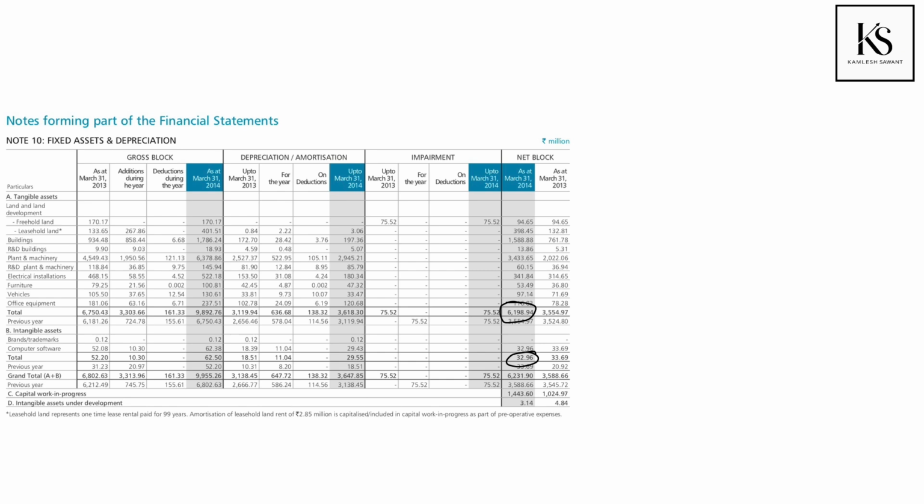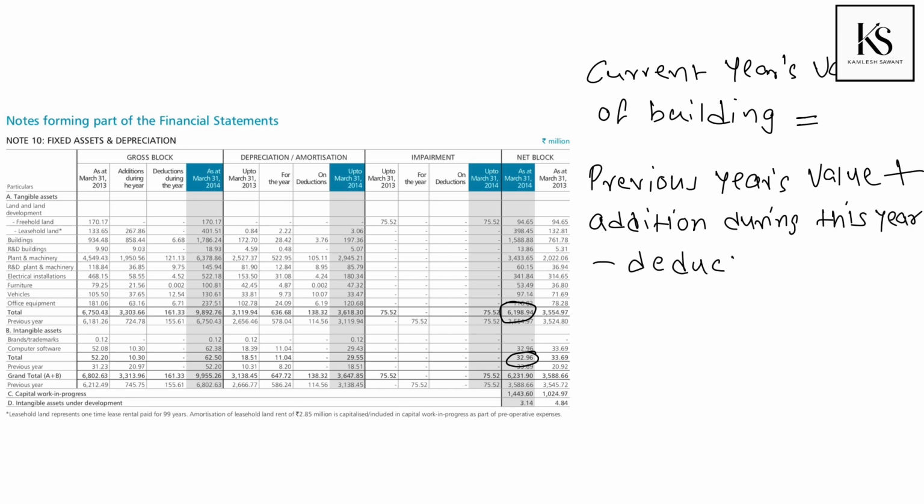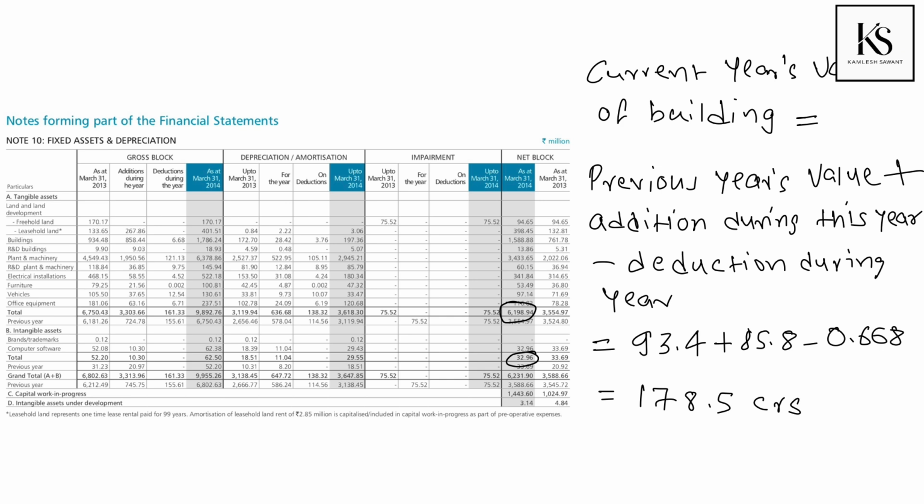As of 31st March 2013, ARBL reported the value of the building at 93.4 crores. During the financial year 14, the company added 85.8 crores worth of building. This amount is classified as additions during the year. Further, they also wound up 0.668 crores worth of building. This amount is classified as reductions during the year. Hence, the current year value of the building would be the previous year's value of building plus additions during this year minus deductions during the year.